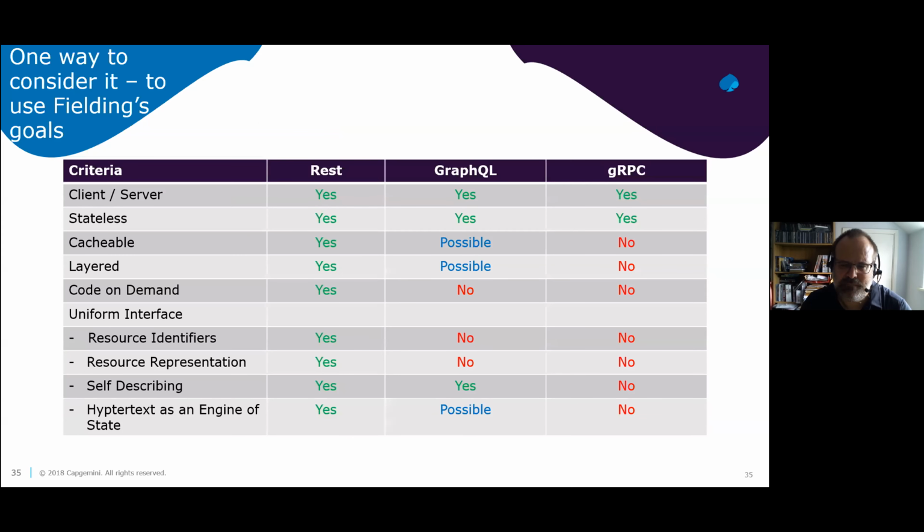Another way to look at it is to compare the different technologies against Roy Fielding's criteria, but that immediately biases the answer to REST, because if you look at the core goals that he set out, of course REST is going to answer them. GraphQL answers some but not all, and gRPC is definitely disadvantaged. So an interesting way of doing it, but actually probably quite unfair.